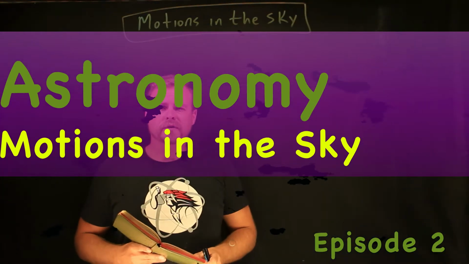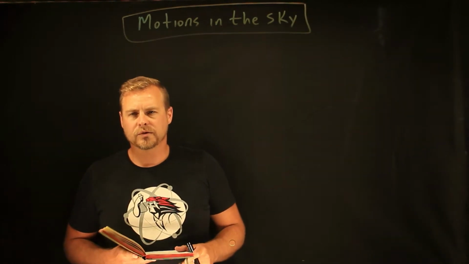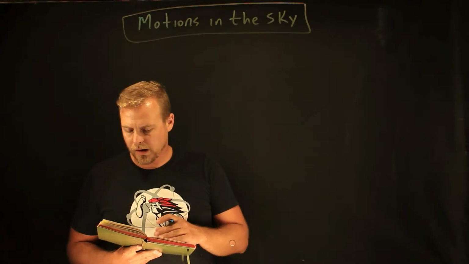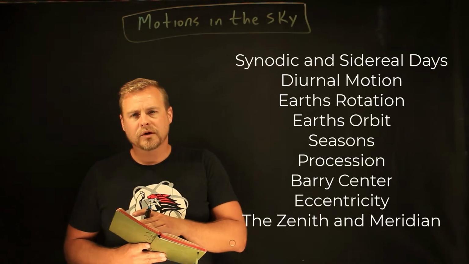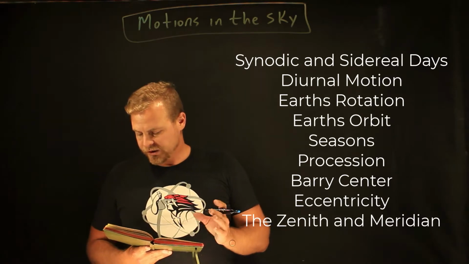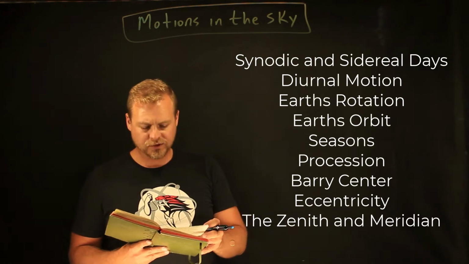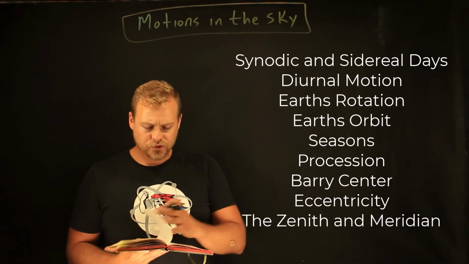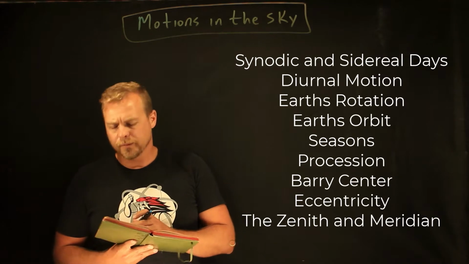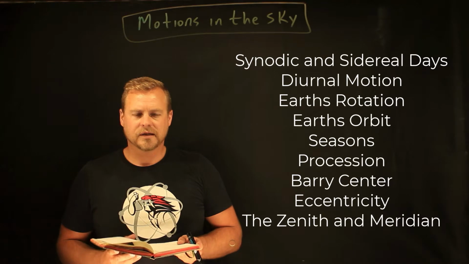As we mentioned in the previous video, motions in the sky refer to a lot of different things moving. So in this lesson, we're going to talk about the different types of revolutions, Earth's rotations, Earth's orbits, precession, what a barycenter is, eccentricity. We'll cover the equinoxes and the solstice, diurnal motion, things like the zenith, the meridian, and how all those affect what we see in the sky.